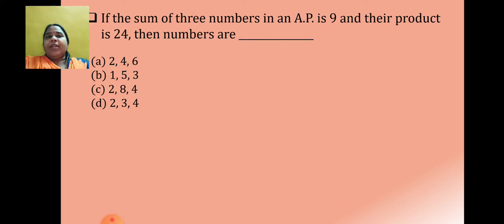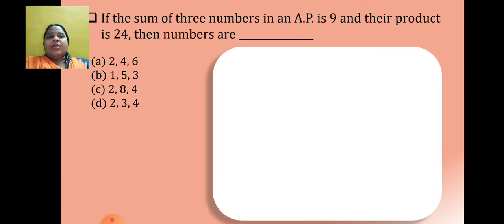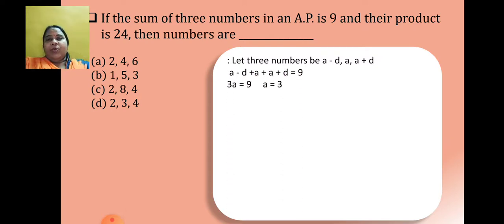What is the first statement? Sum of 3 numbers in an AP. I hope you remember the assumption. Yes, what was the assumption? Let the first 3 numbers be A minus D, A and A plus D. They are in AP, so this should be the assumption. Then what is the first condition? See, the sum of the first 3 numbers is how much? 9. It means that when I add all these, I should equate it to 9.